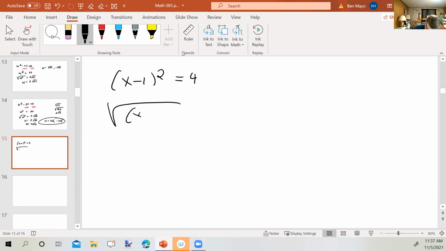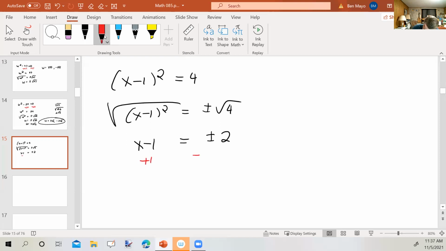So we'll take the square root of both sides of the equation. On the left side, we get x minus 1. On the right side, we get plus or minus 2, because the square root of 4 is 2. However, we're not done because we haven't solved for x yet. So now I need to add 1 to both sides of the equation.